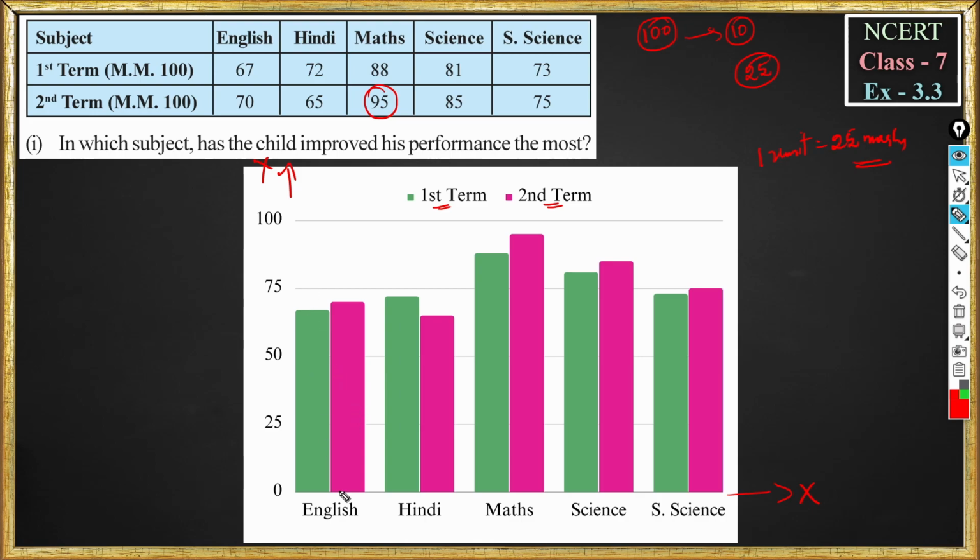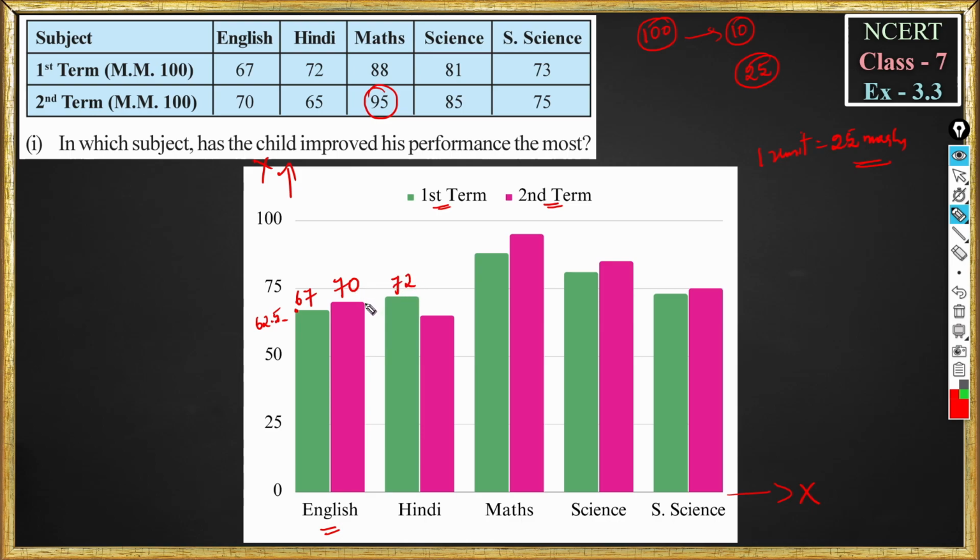So for the English exam, in the first term the student got 67 marks, whereas in the second term he got 70 marks. So here this is 67, this is 70. So 67 is less than 70. And the middle mark between 50 and 75 is 62.5. So 67 is slightly higher than the middle of 50 and 75. So at this point we get 67. And 70 is slightly more than 67. So this is 70.